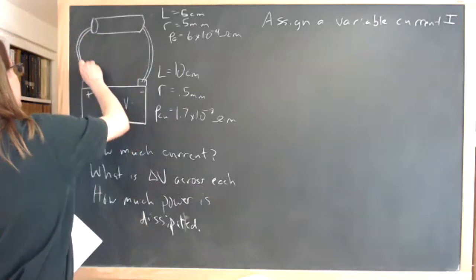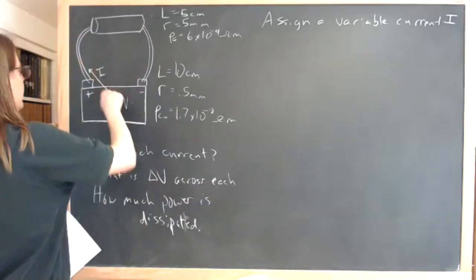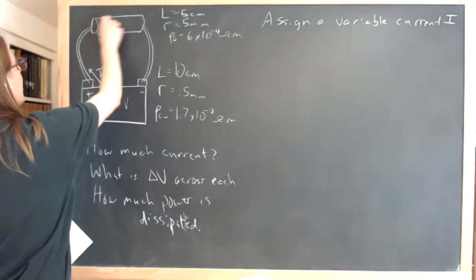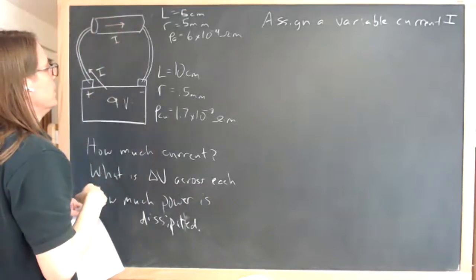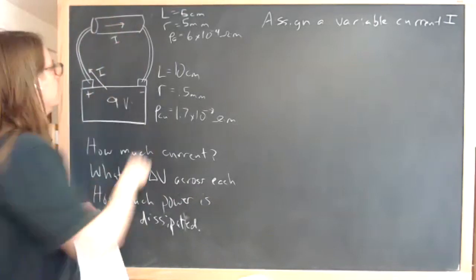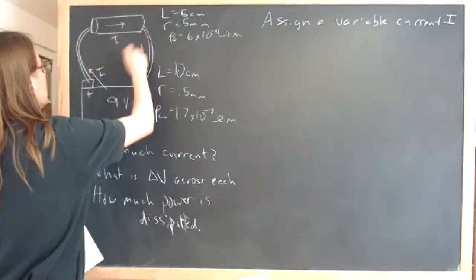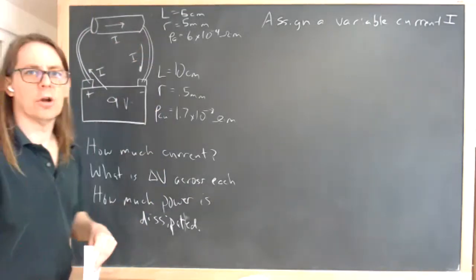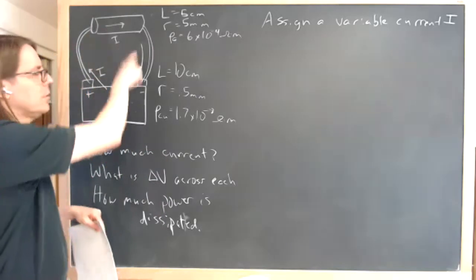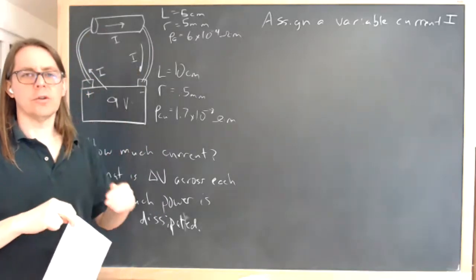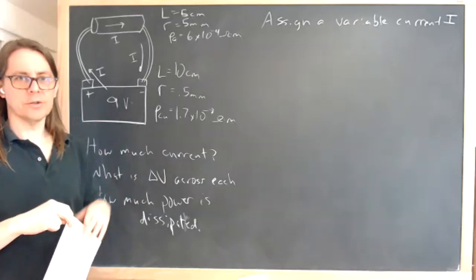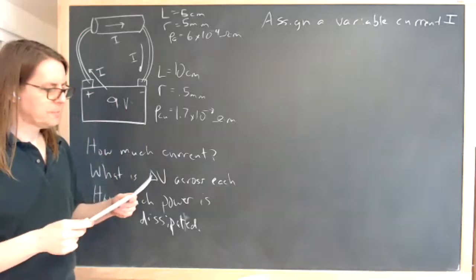So that means that current I is flowing out of the battery through the copper wire. Current I is flowing through the graphite rod. And current I is flowing through the other copper wire. The same current must flow through the loop. Later, we'll get to different currents within a circuit when we have branches. Right now, we do not have branches.